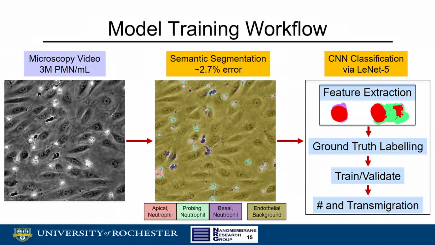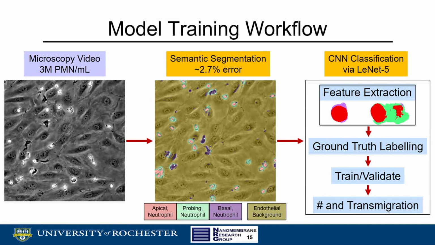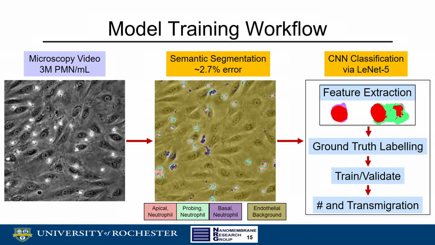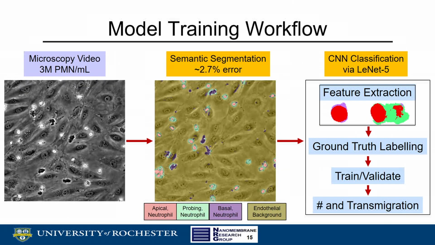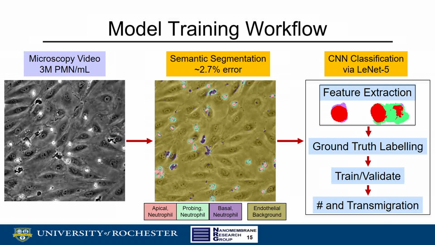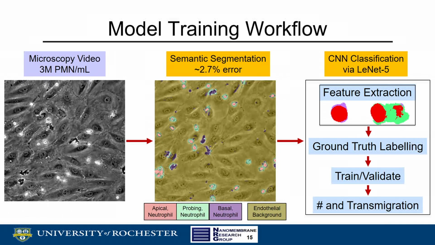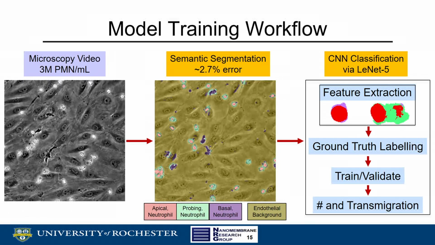From there, we did additional ground truth labeling to delineate single neutrophils from clusters, and we fed it all into a convolutional neural network based off of LeNet-5, which for those of you who don't know this, LeNet-5 was originally designed to analyze handwritten numbers, and somehow it can analyze neutrophils. So it's really fun when you can do that kind of training.